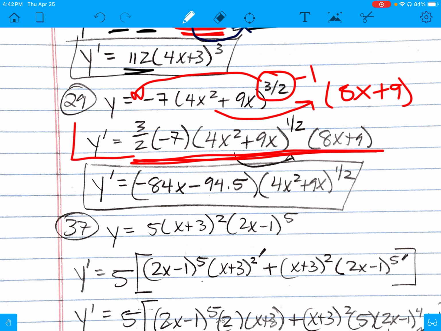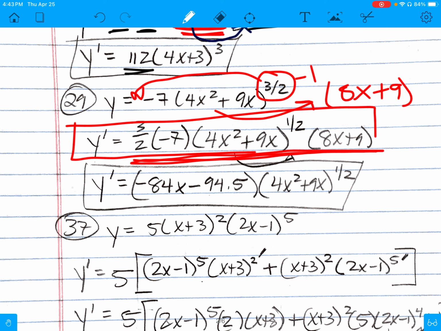And then technically at this point, we have actually found the derivative. It's 3 halves times negative 7 times 4x squared plus 9x raised to the 1 half times the quantity 8x plus 9. You could, in theory, leave it like this. And what you'll find with the answers in the back of the book is that sometimes they will simplify and sometimes they won't. So if you get something that looks really different from what the back of the book has, it might not even be that you've made a mistake. It might just be that you simplified to a greater or lesser degree than the book chose to. Okay, so you could actually leave it at this line.